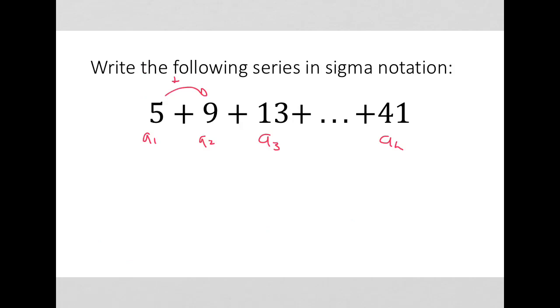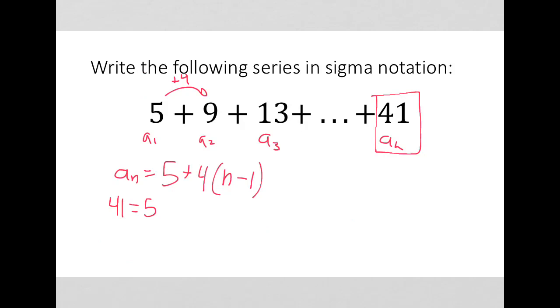But what can we figure out? Well, we can still figure out that our common difference is 4. 9 minus 5 is 4. 13 minus 9 is also 4. So we have an arithmetic series here, and the common difference is 4. So let's write a general equation. So a sub n equals our first term, 5, plus our common difference, 4 times n minus 1. That would be our explicit formula right there. And let's use this to figure out what the term number is. So a sub n equals 41, and then we have our explicit formula, 5 plus 4 times n minus 1.